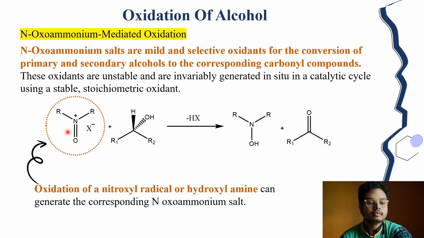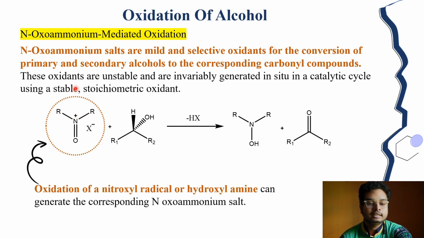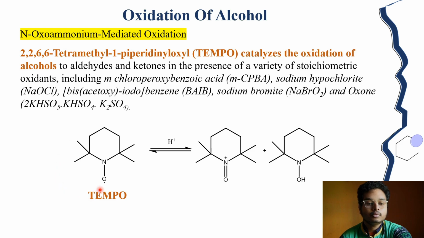N-oxoammonium salts can be prepared by oxidation of a nitroxide radical or hydroxylamine. So here also we can say that since this is formed by a radical pathway, TEMPO will be a good precursor for this particular N-oxoammonium formation.